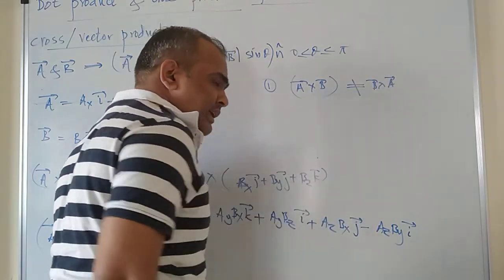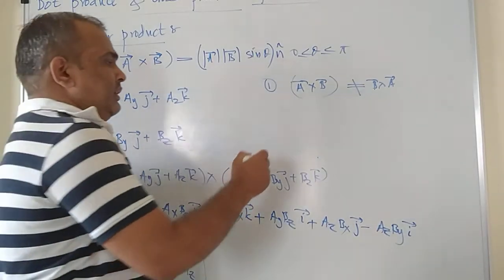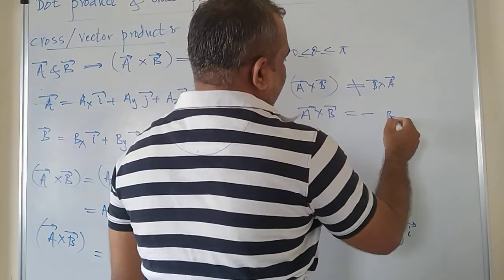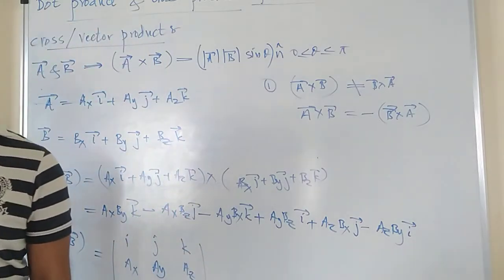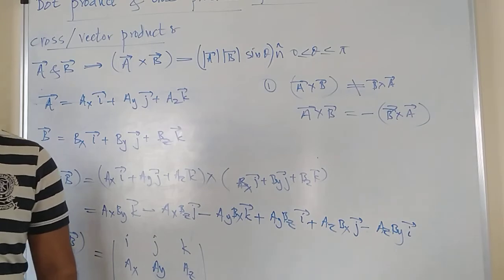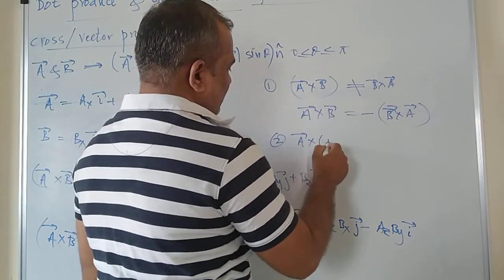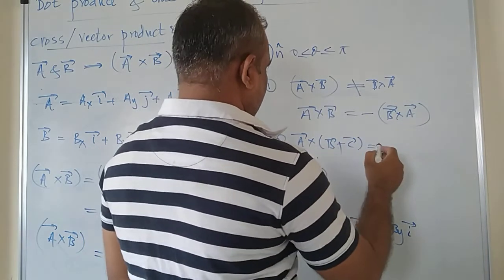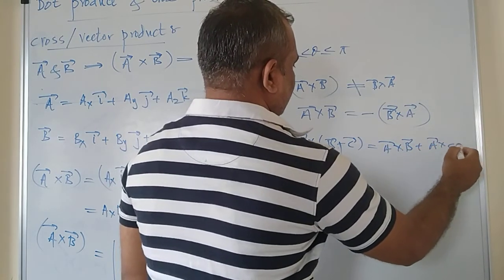Please remember, this is a very important property because it's a cross product and it's not a dot product. Rather, I can say the cross product of two vectors equals minus times b bar cross a bar. This gives a negative. Got it? Second, if you multiply any vector with the sum of other vectors, distributivity is followed. So a bar cross b bar plus c bar, I can write as a bar cross b bar plus a bar cross c bar.